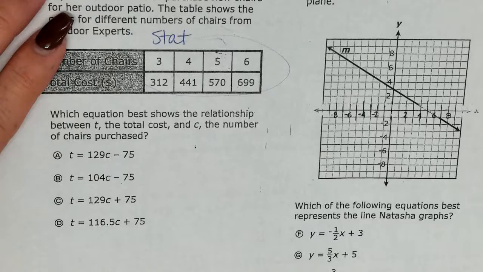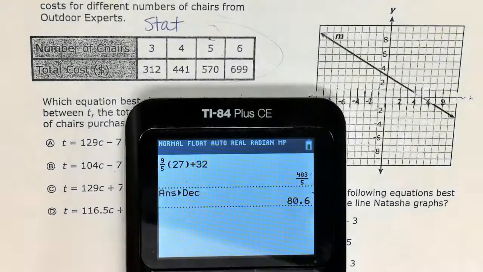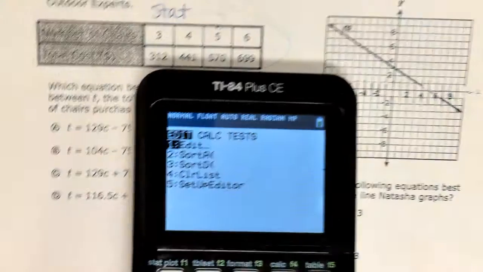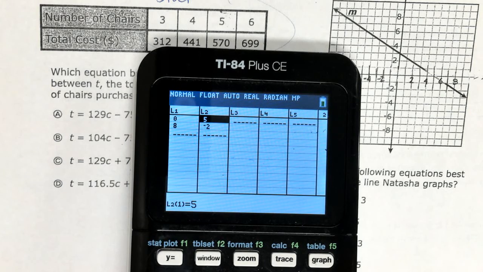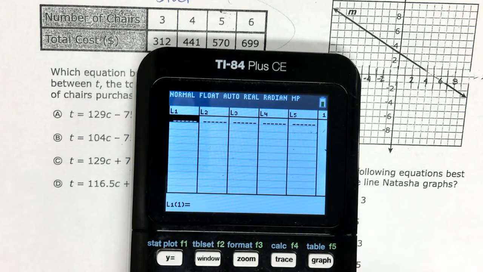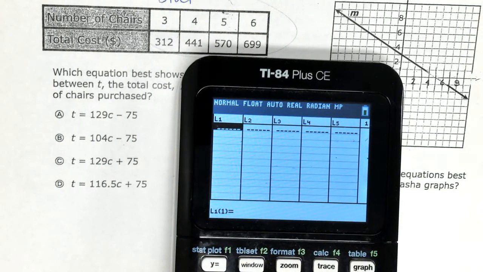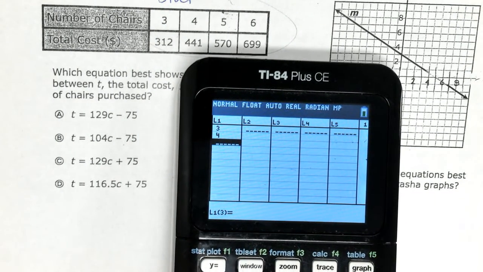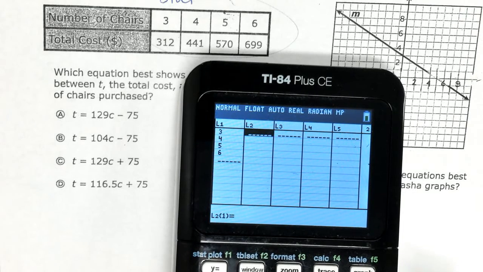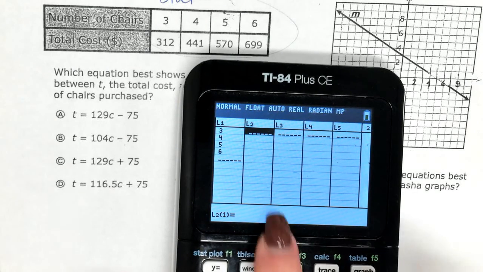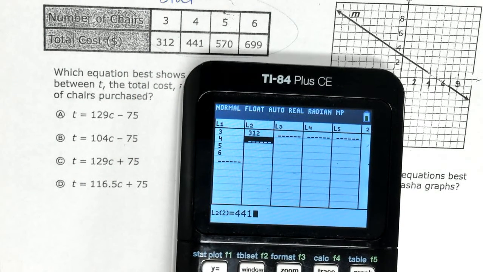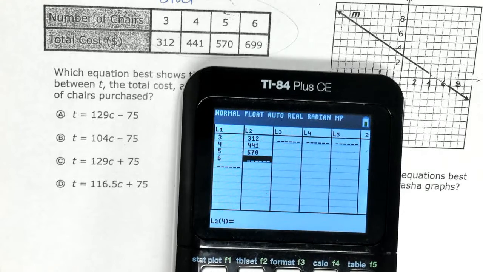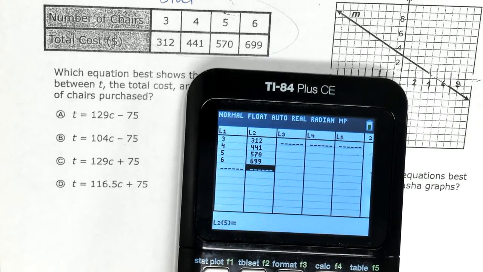So let's go to our calculators. I'll show you both ways that you could have done it. So what do I hit? Stat. Now what? Edit. Delete your list. Okay, I'm going to put in 3, enter, 4, enter, 5, enter, 6. And then the list 2 for 3 will be 312, enter, 441, 570, and 699.